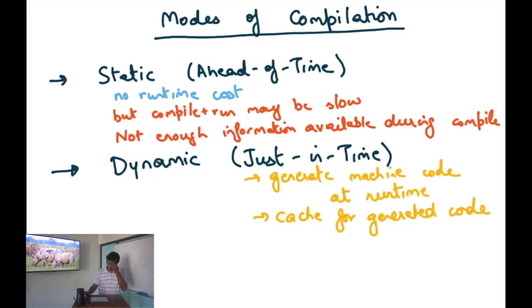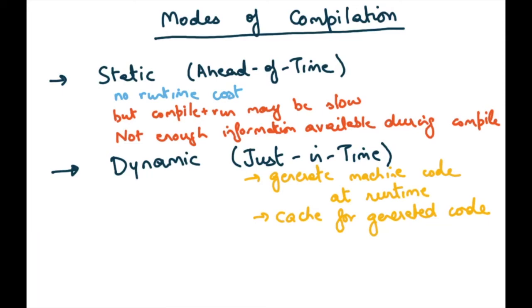So in this, you generate machine code at runtime, as we just discussed. And the other important part of dynamic just-in-time compilation is that you cache the generated code. Now, this is a very important optimization for just-in-time compilation, because if you partially evaluated the interpreter on some part of your program, then you want to store the result of that partial evaluation so that the next time that part of the program executes, you don't have to redo the partial evaluation.